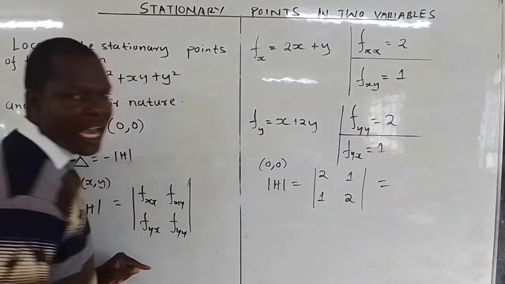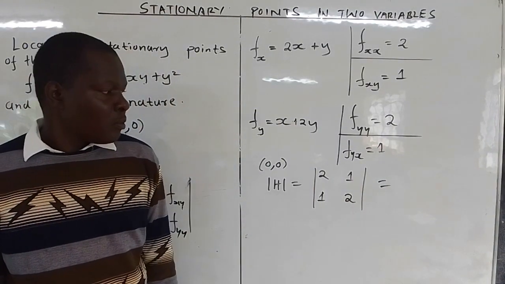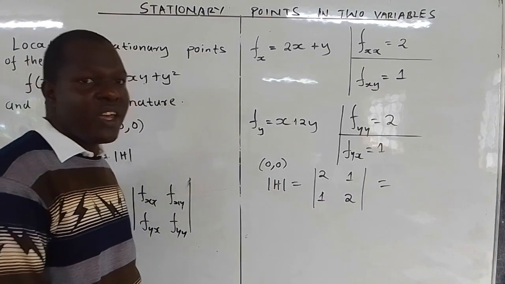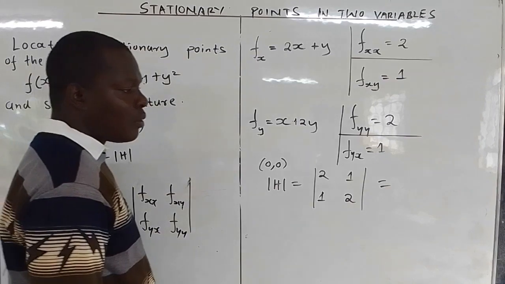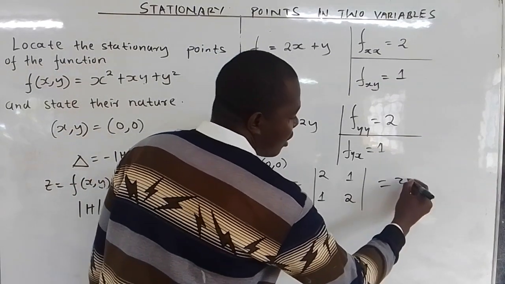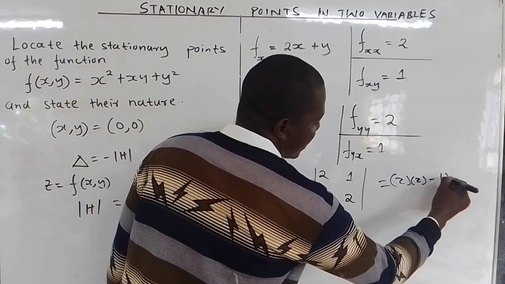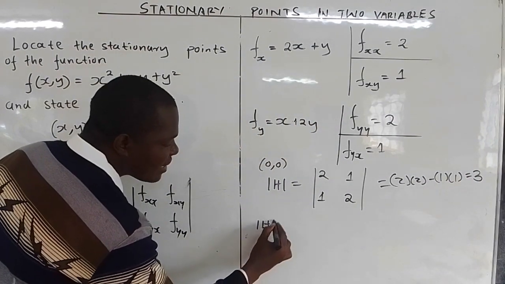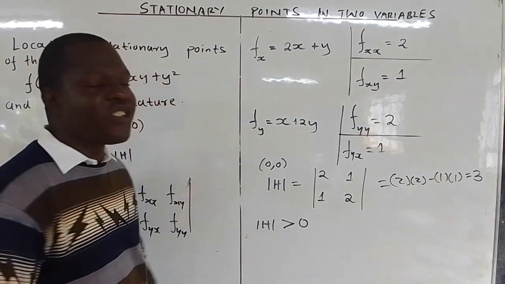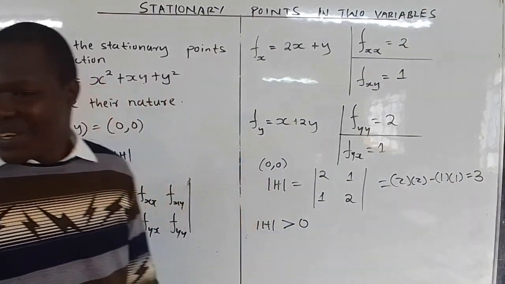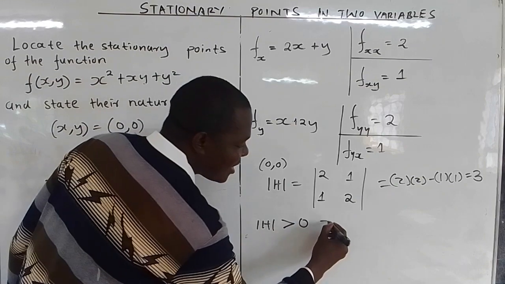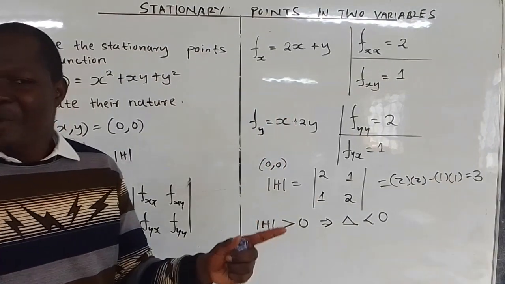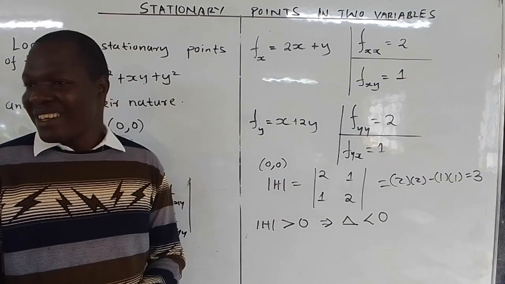So what is that determinant? Multiply that: product of the elements in the main diagonal minus product of the elements in the other diagonal. What do you have? 3. That is 2 times 2 is 4, minus 1 times 1, you get 3. So what does that mean? It implies that the determinant of the Hessian matrix is greater than 0, because 3 is greater than 0, isn't it? So if this is greater than 0, then that simply implies that the discriminant is less than 0, because the discriminant is the negative of the determinant of the Hessian matrix, isn't it?